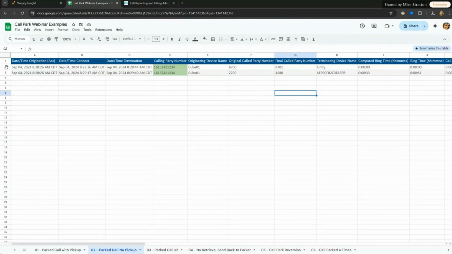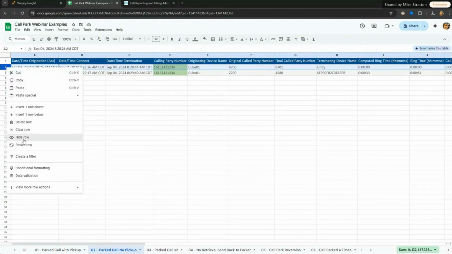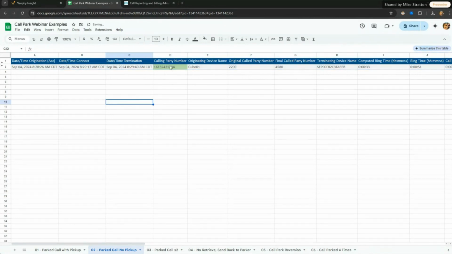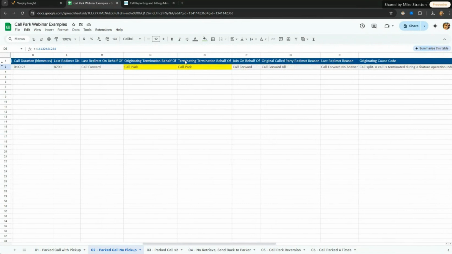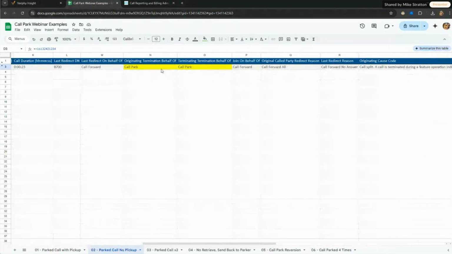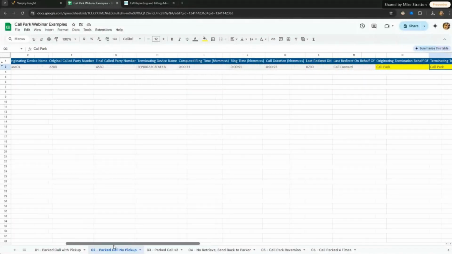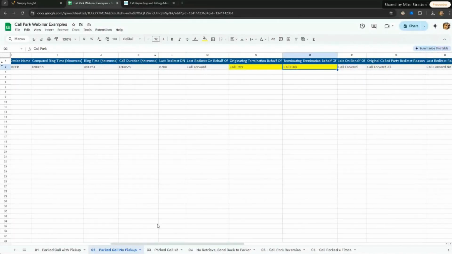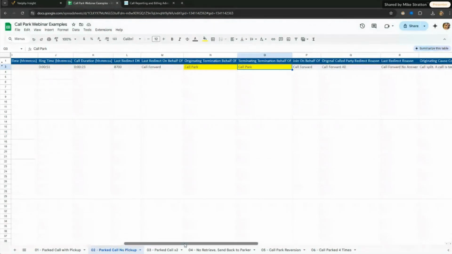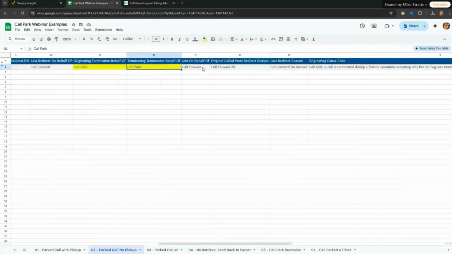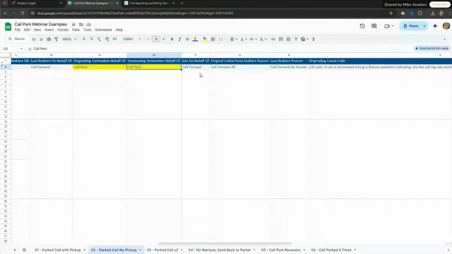So again, we can ignore and hide this first row, and all we're left with is the first record. So this is the caller comes in. We can see here the origination and termination on behalf of are both call park, and that's all we get. There's never a second leg. This person was parked, and then they hang up, and Cisco doesn't give us any sort of record to refer back to, to say how long they were waiting before they hung up. There's just nothing.